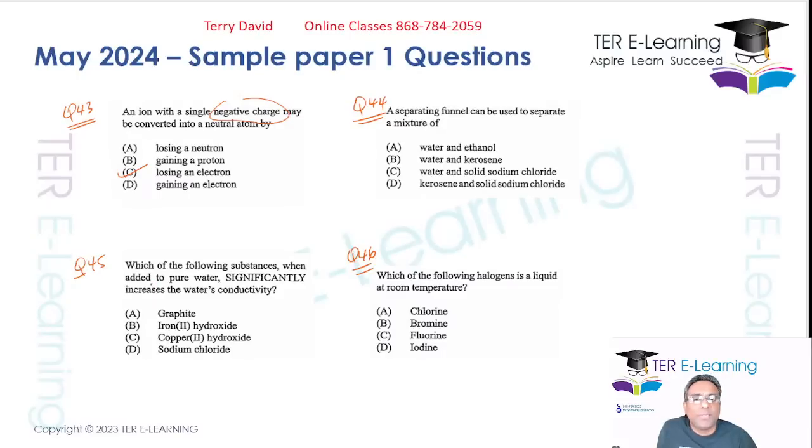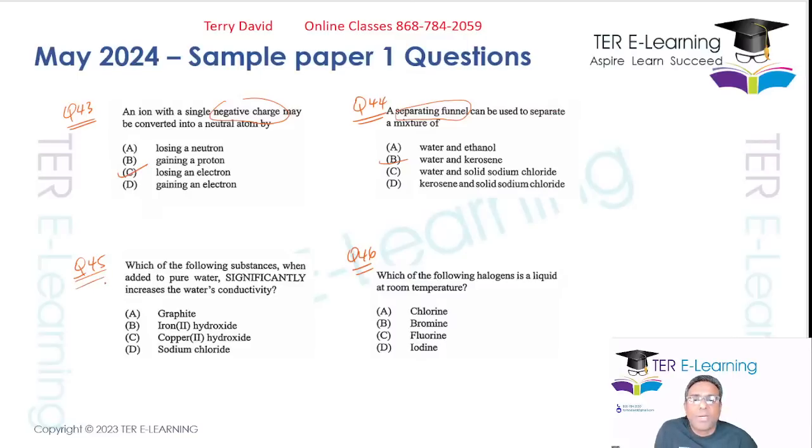A separating funnel can be used to separate a mixture of what? Let's talk more there. All right, I've seen a lot of people getting B as the answer. Yeah, it's going to be water and kerosene. So we use a separating funnel, right, for two liquids that are immiscible, right? They can't mix. So oil and water, kerosene and water, yeah, that's going to work.